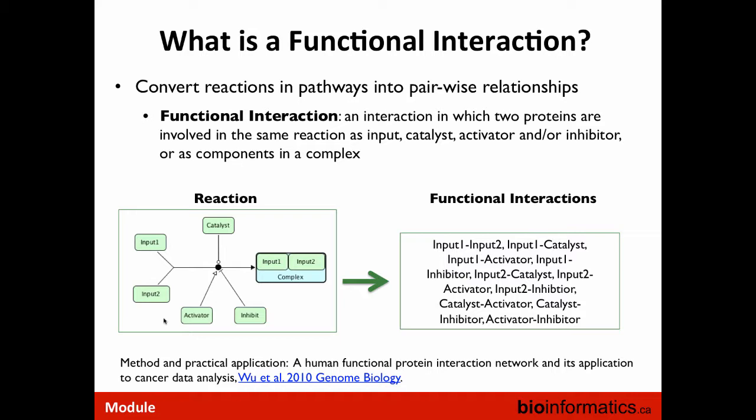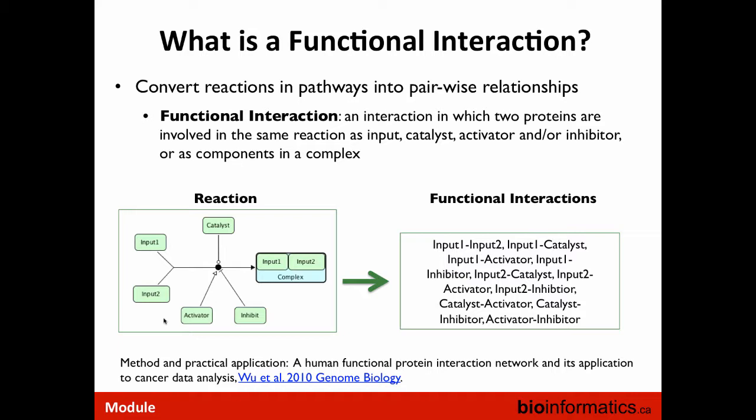So, what I want to start off is explaining what a functional interaction is. It's a little different than a traditional protein-protein interaction network. So a functional interaction network is a reliable biological network based on manually curated pathways, which are then extended with verified interactions from other data sources. So the first step in creating this functional interaction network is to reduce the complexity of the reactions you see in pathways down to a series of binary interactions.